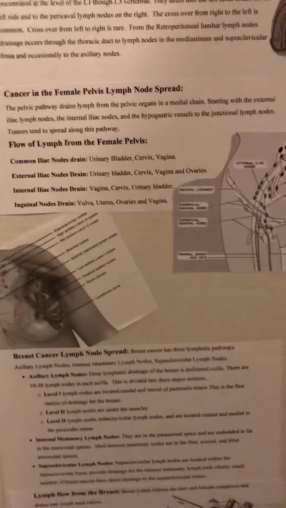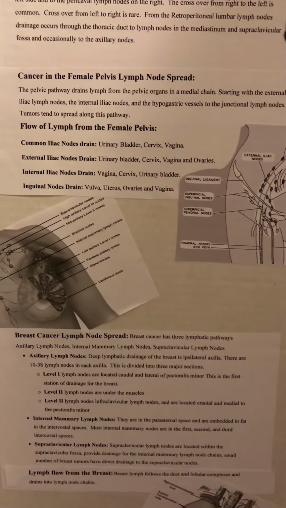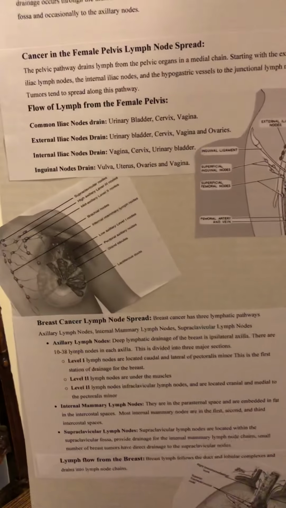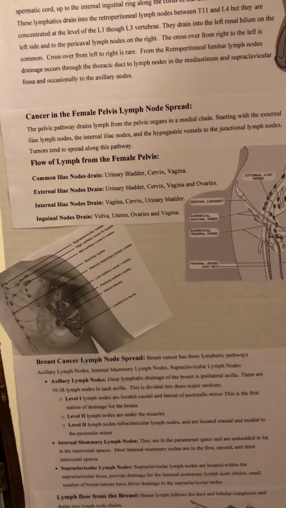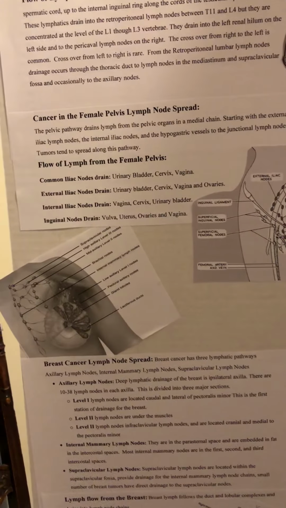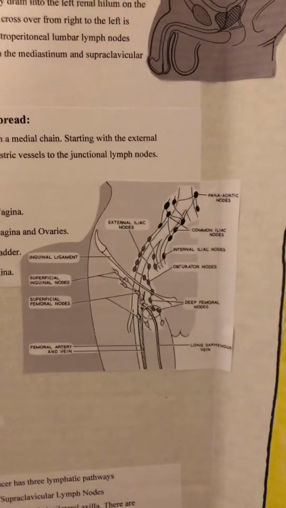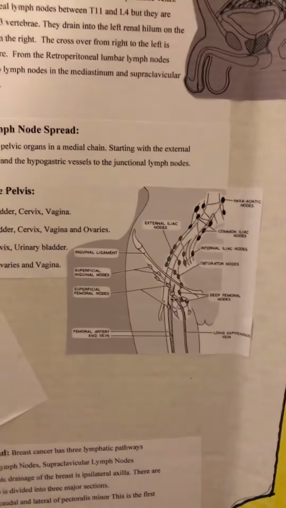The flow of lymph for the female pelvis: common iliac nodes drain the urinary bladder, the cervix, and the vagina. External iliac nodes drain the urinary bladder, cervix, vagina, and ovaries. The internal iliac nodes drain the vagina, the cervix, and the urinary bladder. And the inguinal nodes drain the vulva, uterus, ovaries, and vagina. And again, I have an image to show you where those nodes are located for the female pelvis.